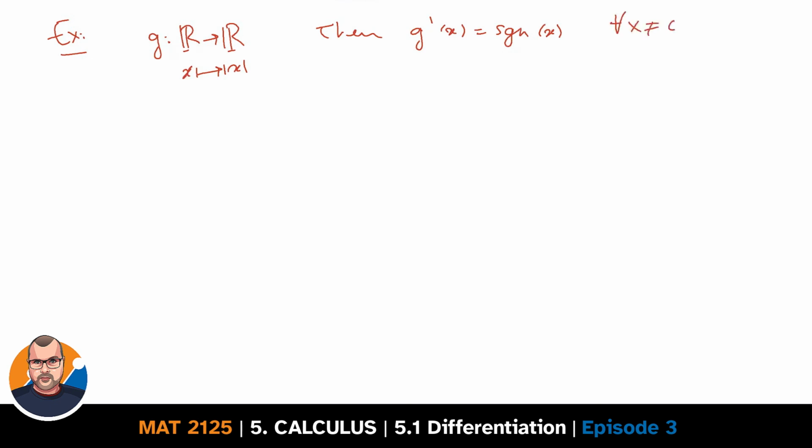Another example, say we have a function g defined by the absolute value. Then the derivative of g is the signum function as long as x is not equal to 0. What happens at 0? Well, g prime cannot be defined. We'll see why. And what happens at 0? Well, the signum function is defined at 0, right? We know that signum of 0 is 0, but g prime at 0 is not defined.